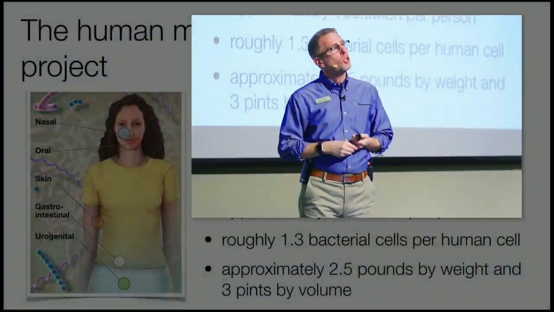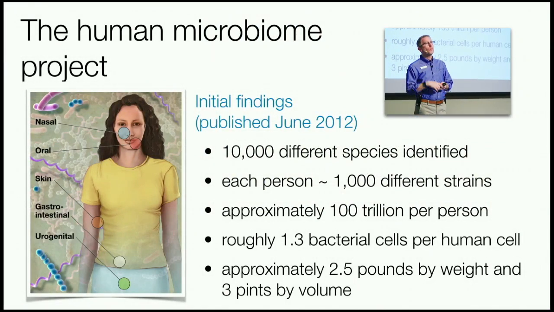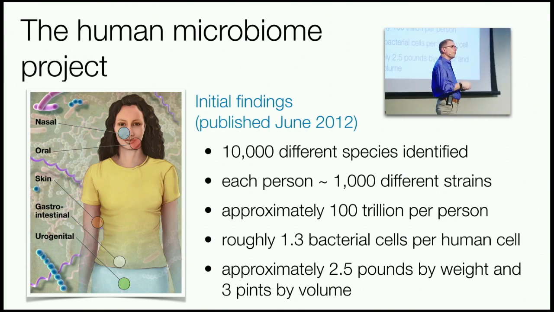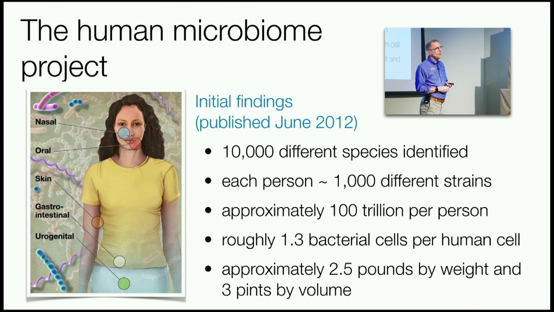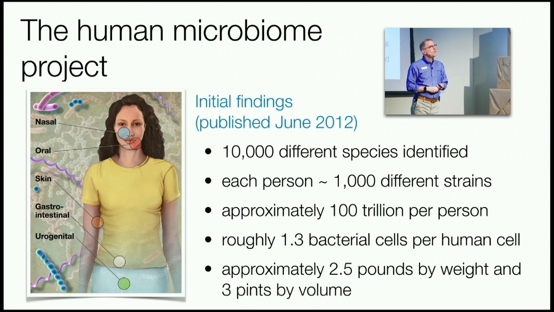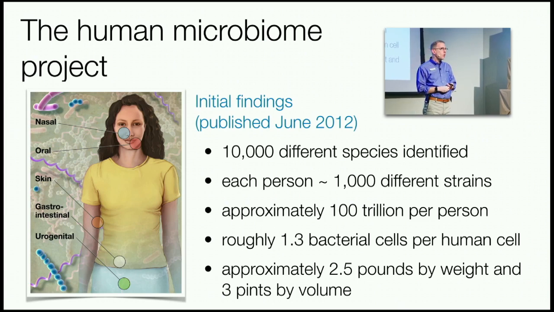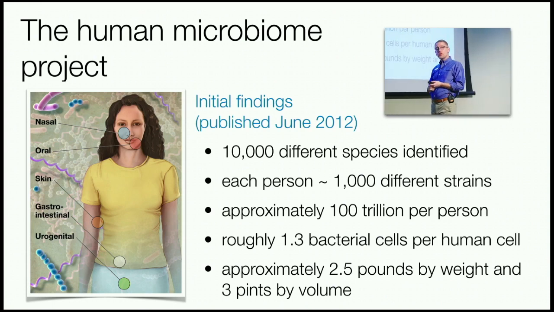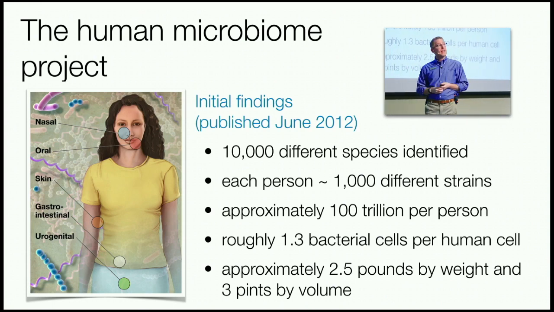The first set of papers were published in 2012, and that really was what first started capturing the public and science writers' understanding of this new science, how genomics could give us a glimpse of what's in the microbiome. 10,000 different species of bacteria were identified in the Human Microbiome Project. 10,000. That was about 9,000 more species than we had known before this project came out. Each person had about 1,000 different strains living in and on their body in the places that these were sampled.